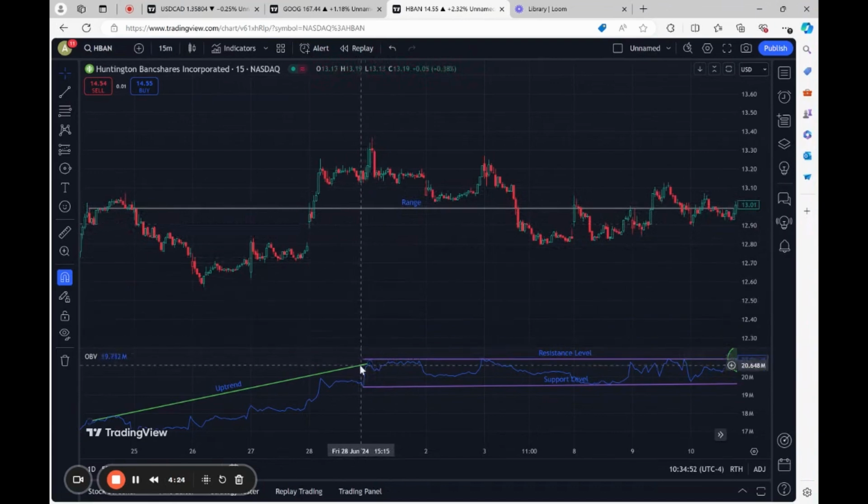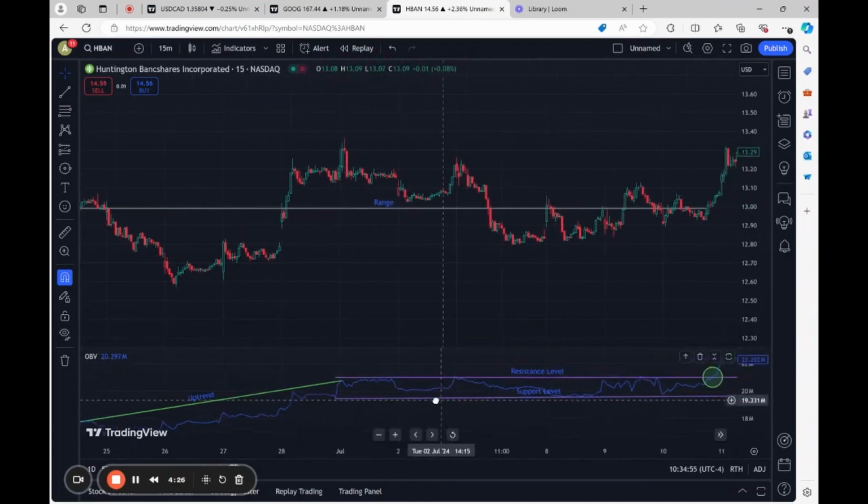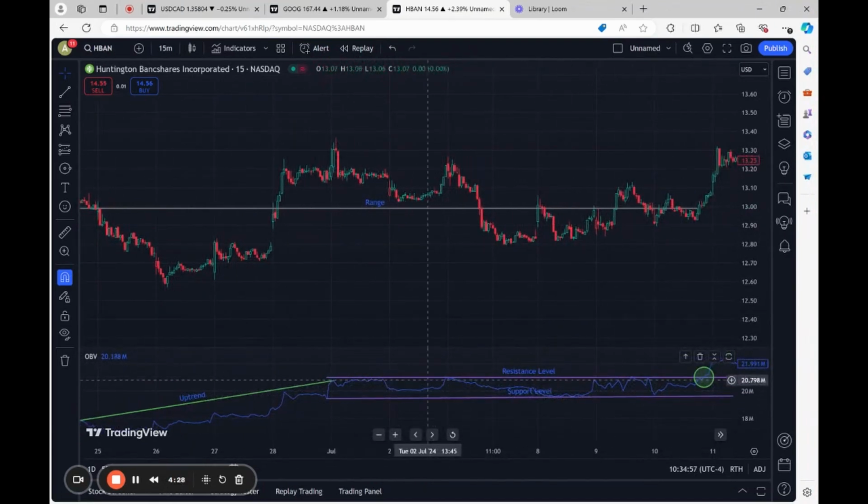But it does still show that this range market has bullish tendencies. And after this uptrend in on-balance volume, we see that it actually goes into a range market here, bouncing in between this resistance and support level. And these are pretty strong resistance and support levels. It bounces off this resistance level about 6 times, and it bounces off the support level 3 times. So both of these levels are really, really strong.